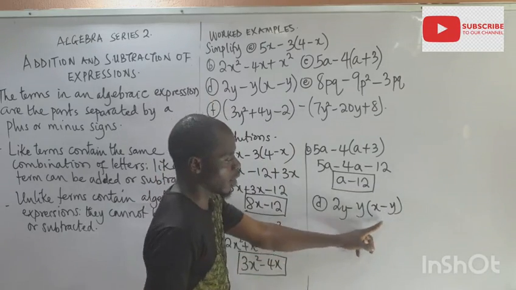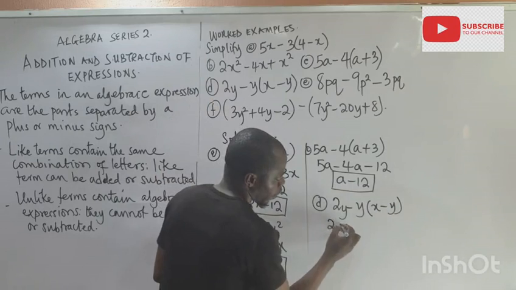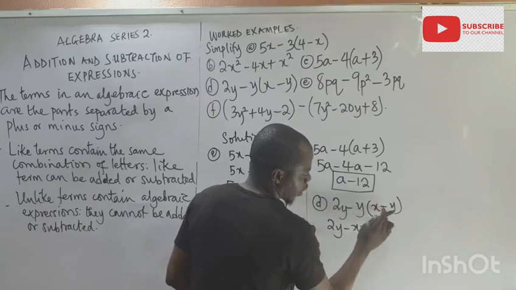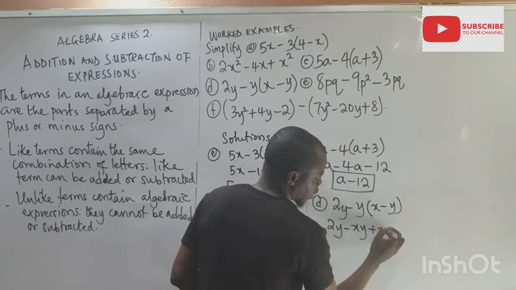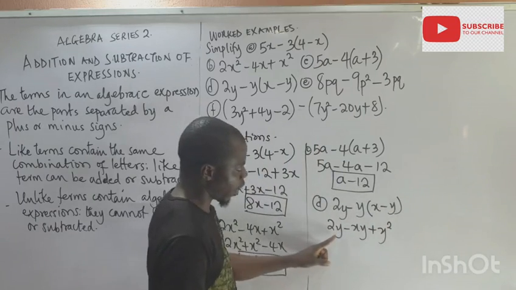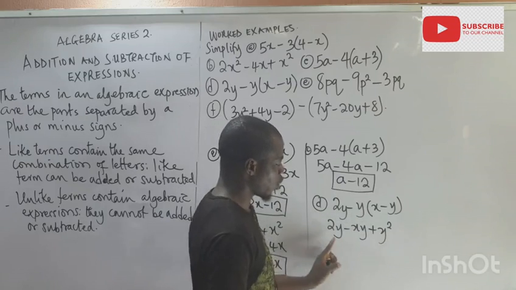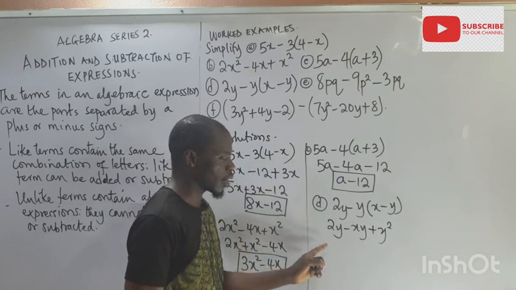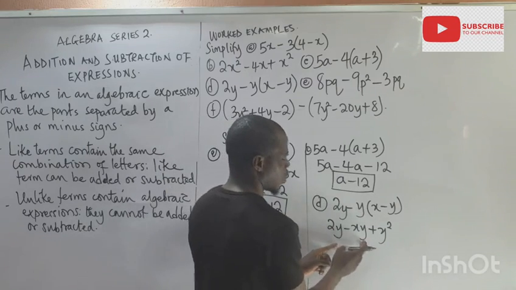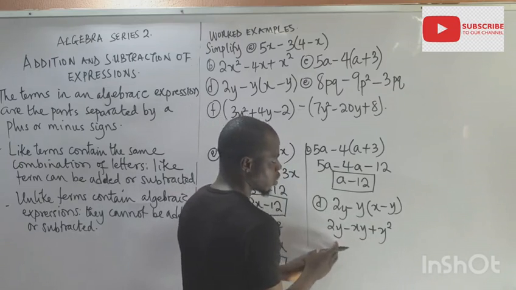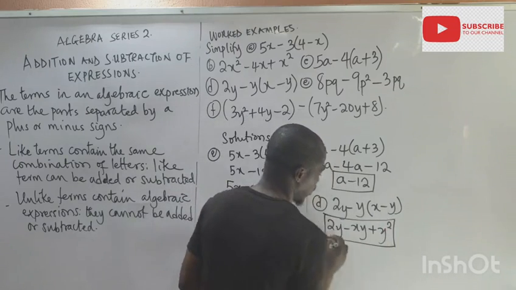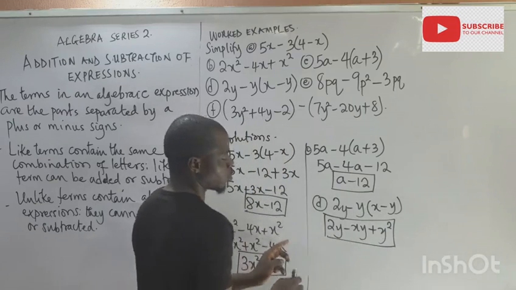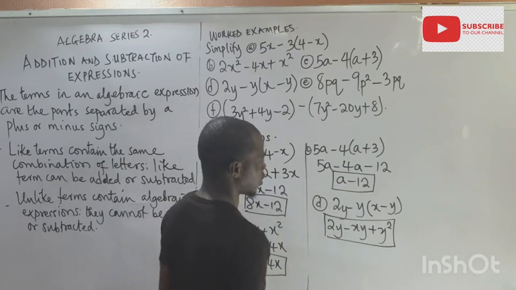So now we are going to clear these brackets here. We have 2y. This is minus y times x, that's minus xy. Minus times minus will give us positive, and that's y squared. Now you can see that this is y, xy, and y squared. None of these is a like term. So you cannot go further to either add or subtract any of these because they are not like terms. They are all different, so they cannot be added or subtracted.